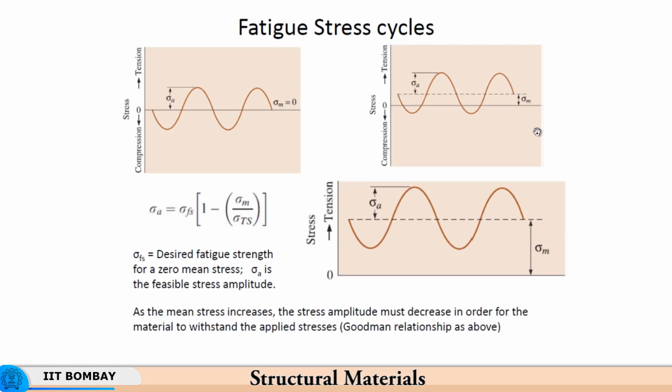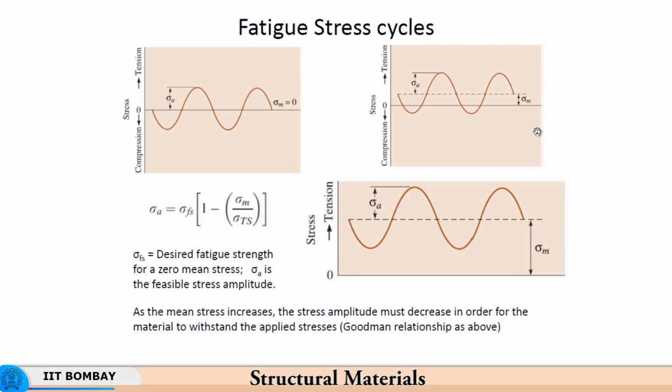So, what we calculate or designate as a probable stress amplitude, which we can possibly have, is given by the desired fatigue strength into 1 minus sigma m by sigma Ts. So, what it means is that if you have a certain fatigue strength of the material and you have a certain tensile strength of the material, that is ultimate tensile strength. Now, if your mean stress is on the tensile side, then there is hardly any room for a large magnitude of stress amplitude.